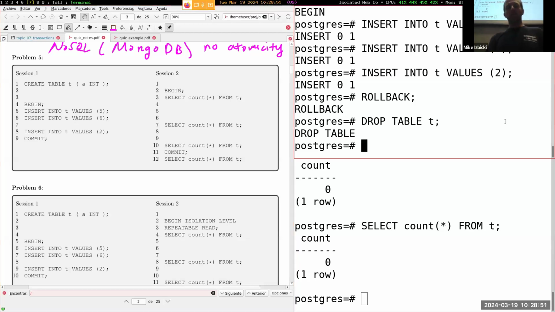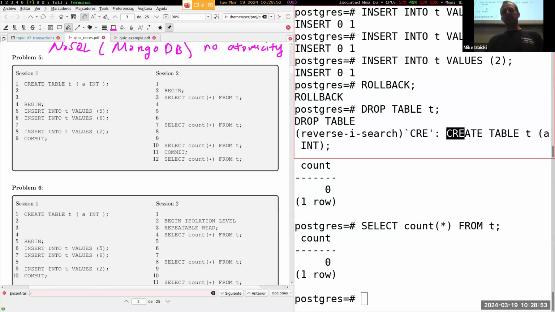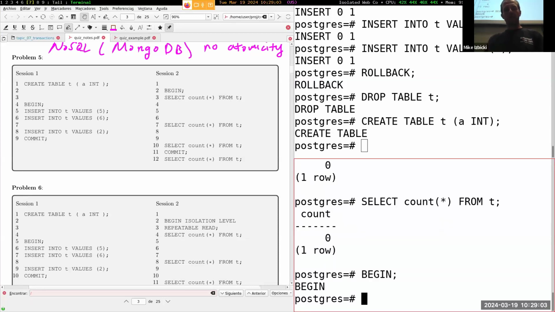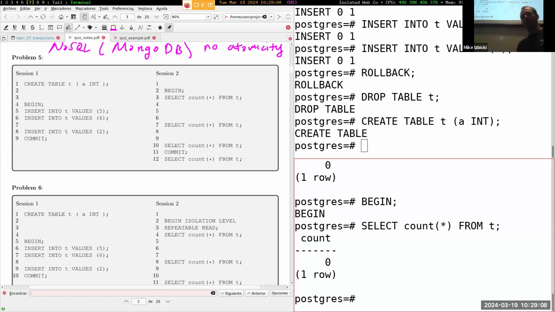So session 1 over here, we'll start with Control-R, create my table T, A int. So we've done line 1 over here. Line 2 is our first difference, where on the bottom right-hand corner over here, I'm creating a new transaction, begin, hit enter. And now we'll do select count star from T like this and hit enter. And still we have 0 as the result. So up here, still 0 as the result from this problem.